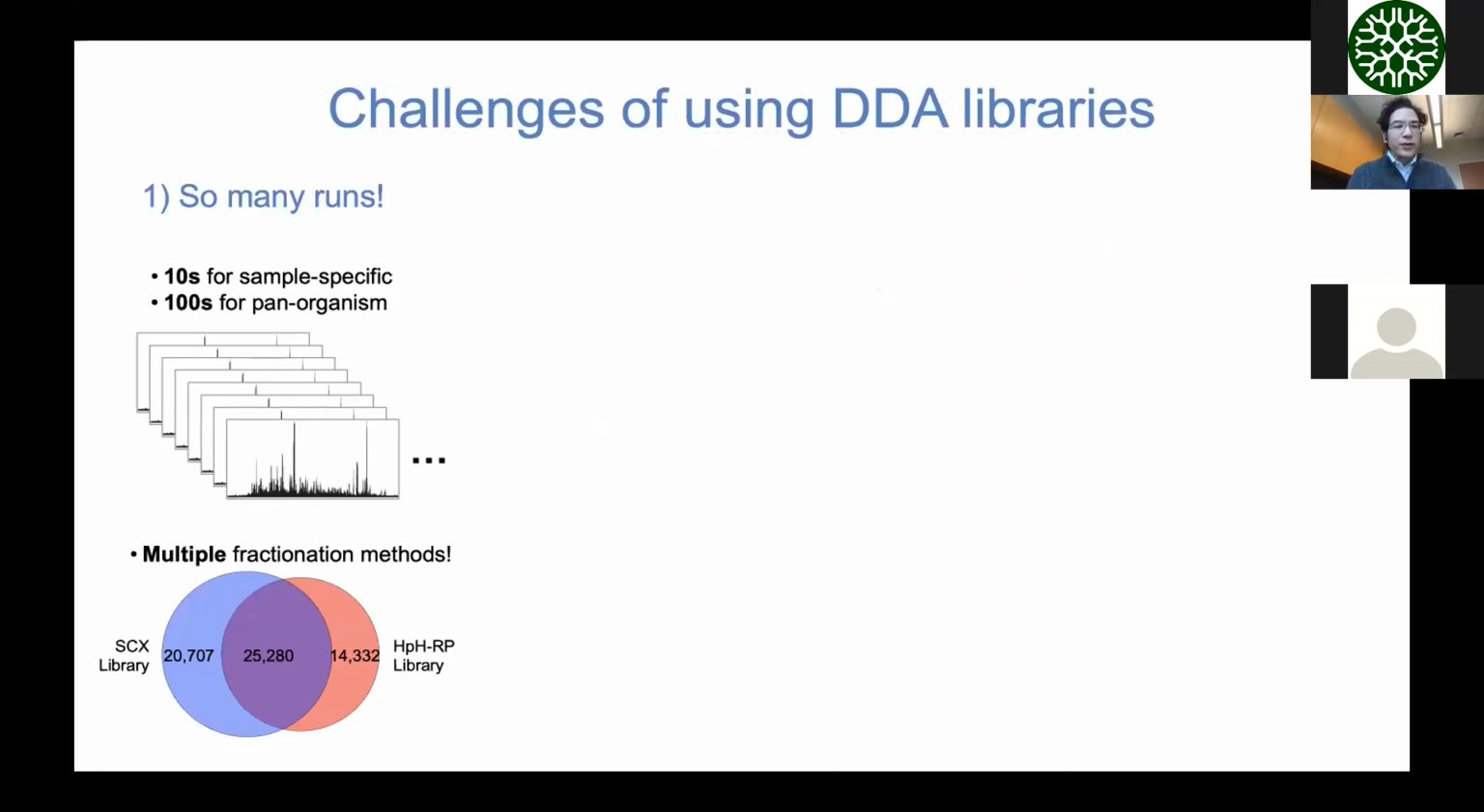And if you wanted to do something for a pan-organismal experiment, like the pan-human library, you need to look at hundreds to thousands of runs. So for example, the pan-human library has over 300 DDA runs in it. The Phosphopedia library that we generated has over 1,000 different DDA runs, where we're looking at lots of different data across lots of different experiments to be able to identify as many peptides as possible.